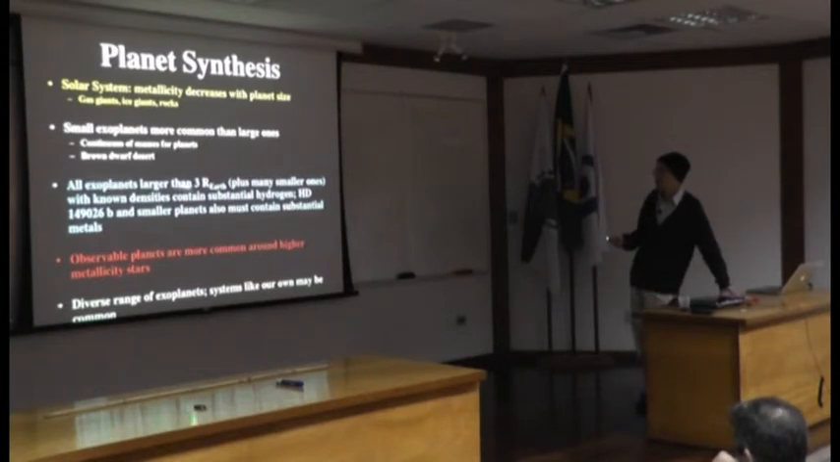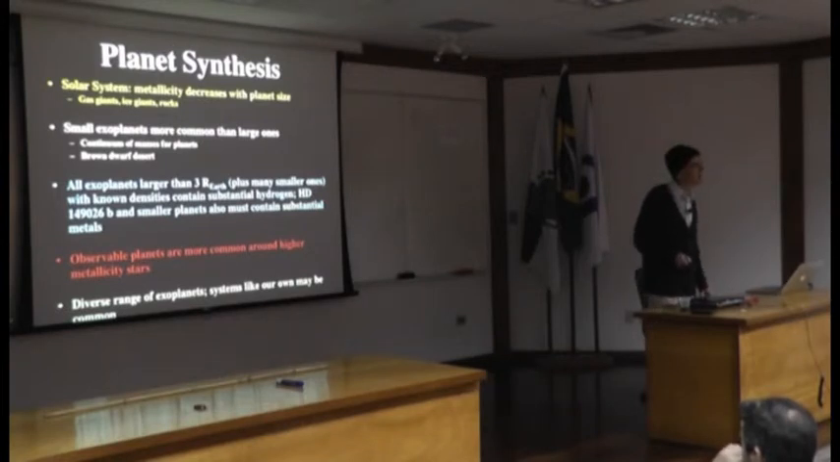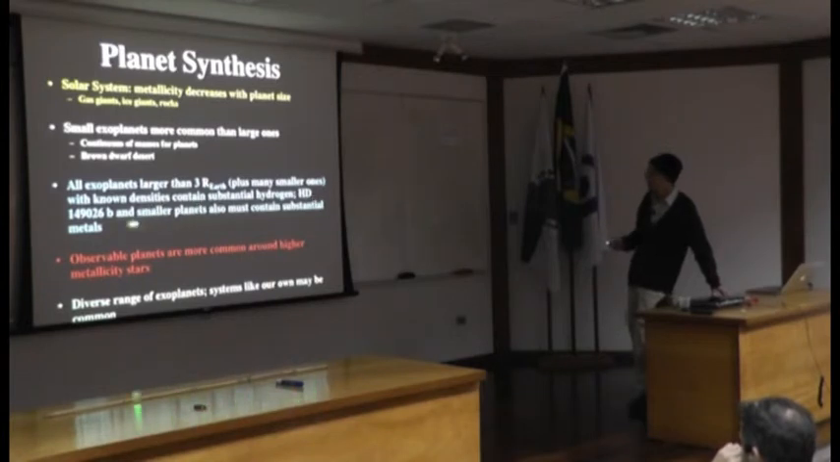All known exoplanets larger than 3 Earth radii, or all exoplanets with known densities, plus many smaller ones, contain substantial amounts of hydrogen, volumetrically substantial. In the case of 4 Earth radii, hydrogen is not dominant by mass in general. And a few giants must also contain substantial metals. Giant planets are more common around higher metallicity stars.